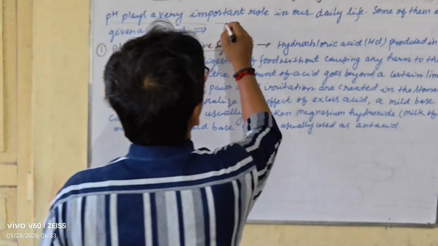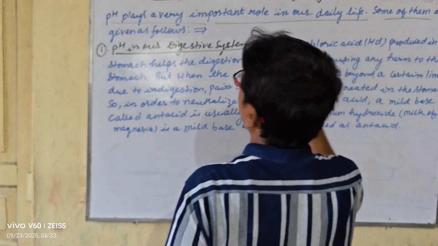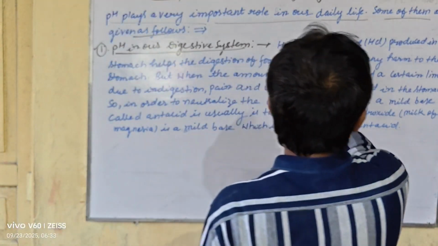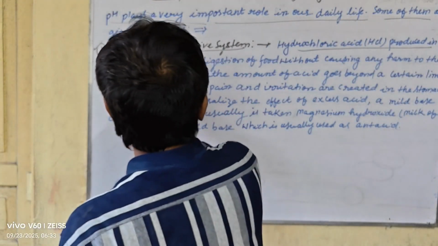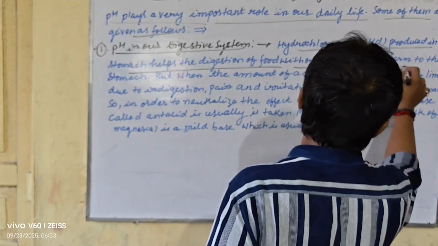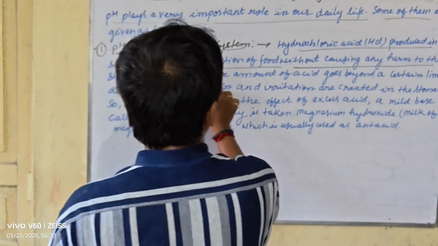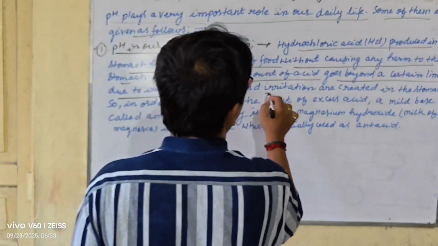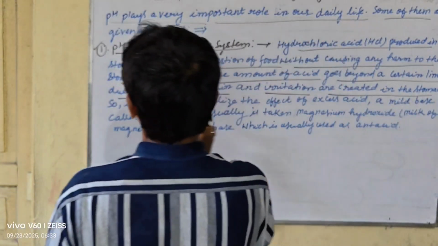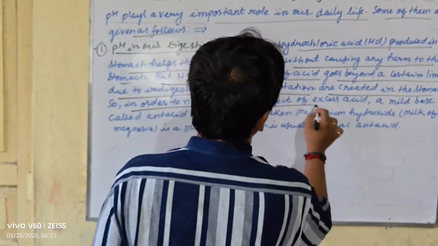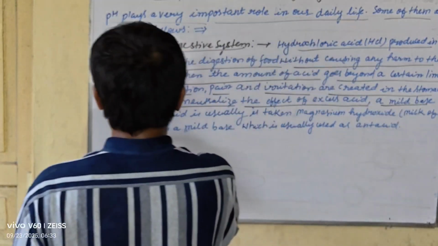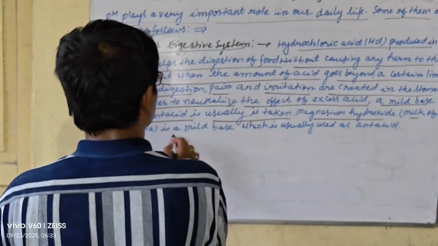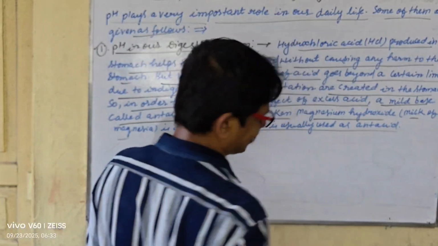So my dear student, pH plays a very important role in our daily life. Some of them are given as follows. pH in our digestive system. Hydrochloric acid, HCl, produced in our stomach helps the digestion of food without causing any harm to the stomach. But when the amount of acid goes beyond a certain limit, due to indigestion, pain and irritation are created in the stomach. So in order to neutralize the effect of excess acid, a mild base called antacid is taken. Magnesium hydroxide, milk of magnesia, is a mild base which is usually used as antacid.